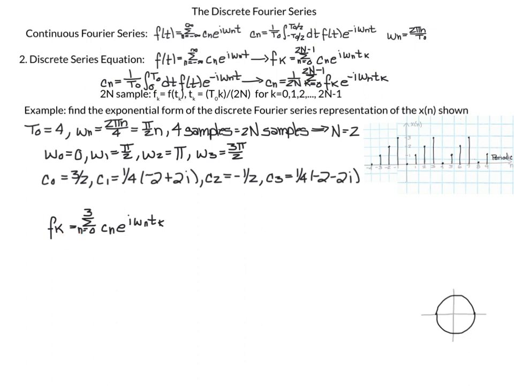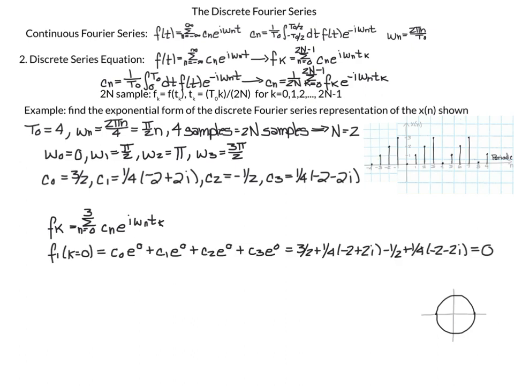And then later, you can plug in other k's like 5, 6, 7, 8, 9, or even negatives. Actually, you know what? I'm going to do both f of k equals 0 and f of 1. So let me change this to f of 0 for now.